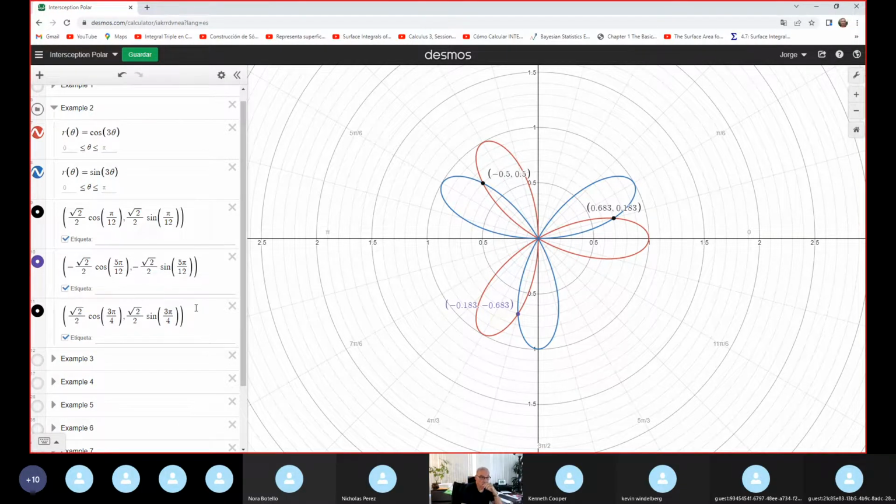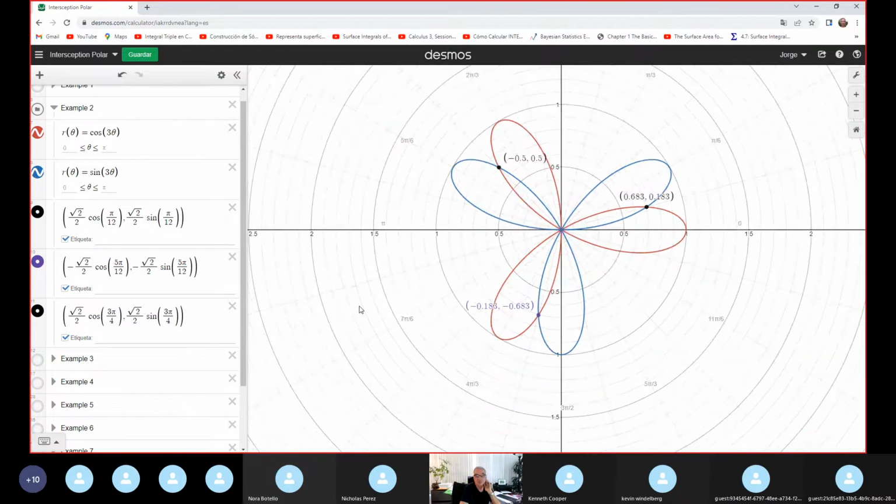So one solution is in the first quadrant. Let me show you. Boom, first quadrant. One solution, which is 5 over 12, is in the third quadrant, I guess. Negative. And the last solution is in the second quadrant. Look at that. Any question? Wow, fantastic. I like that.